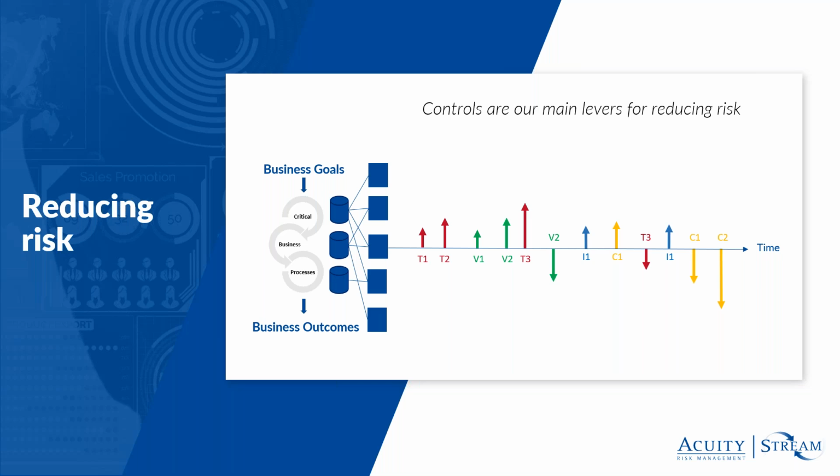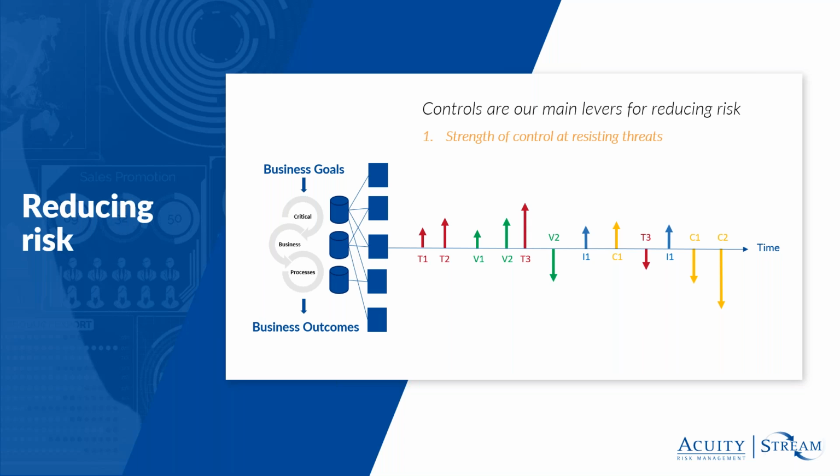So it could be typical technical controls like multi-factor authentication or encryption. It could be education and awareness. It could be patching critical vulnerabilities more quickly. It could be building resilience into our business processes. It could be implementing business continuity plans. All of these have the effect of reducing risk.